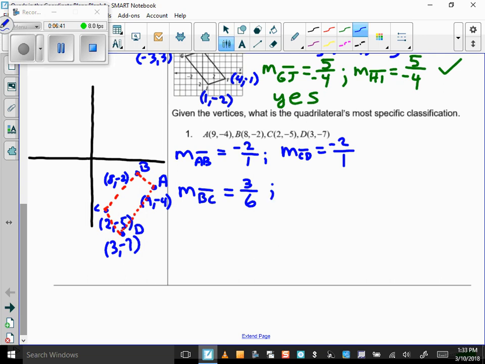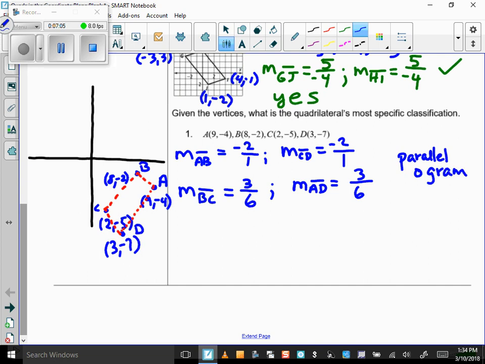So now I need to do AD, because that's the opposite side. The slope of AD is -4 plus 7, so that's 3, and 9 minus 3, so that's 6. So yeah, looky there, I do have a parallelogram. So I got a parallelogram. Okay, but I'm not done.